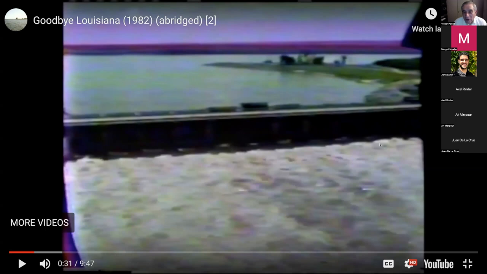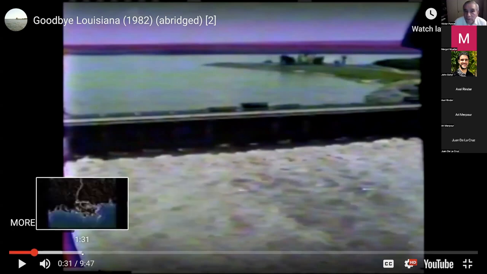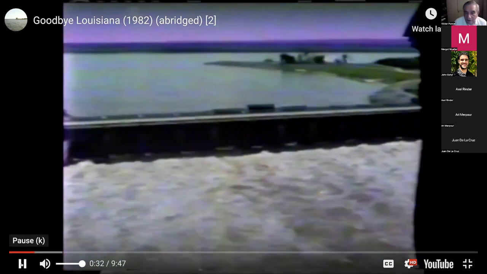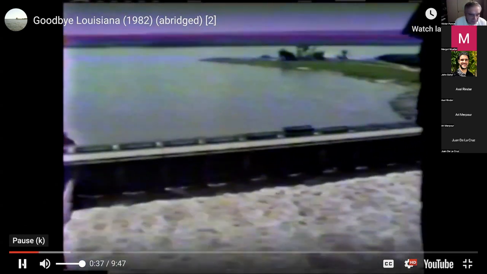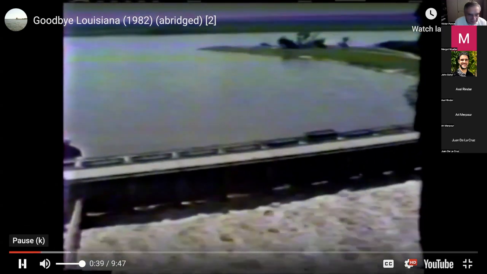What's going on in here? Well, the Army Corps is in charge of the river. The Army Corps is an arm of the federal government, and if they don't want it to change course, they will do everything possible not to allow the river to change course. They are fighting nature. They've been doing this for 200 years, by the way, the Army Corps of Engineers.